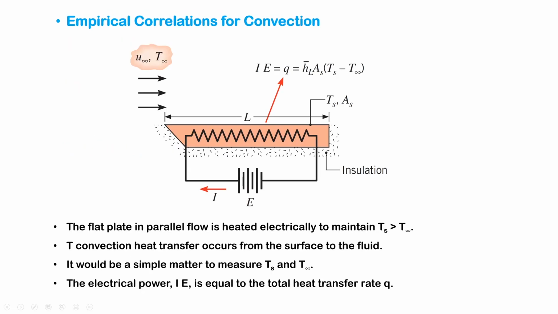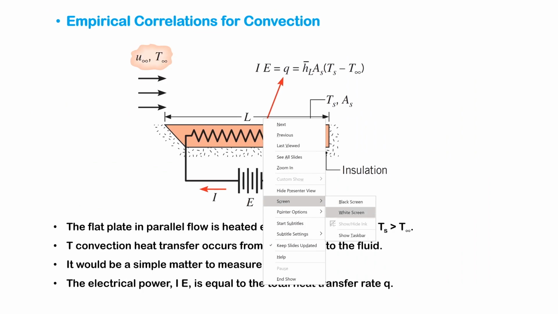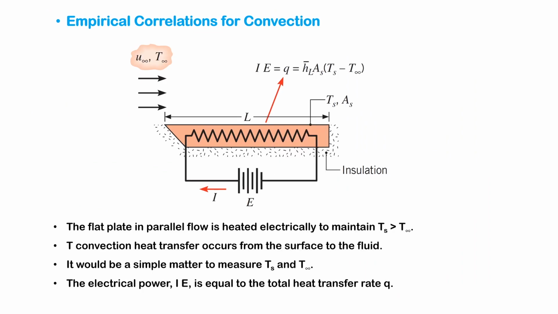Experimental setup for measuring convective heat transfer coefficient. So the basic elements of this setup: you have an electrical resistance here, and you have a fluid at the velocity u infinity, temperature T infinity. It flows above the plate. The surface temperature of the plate is Ts, and the area is As.